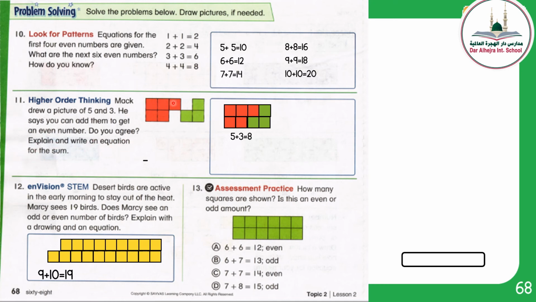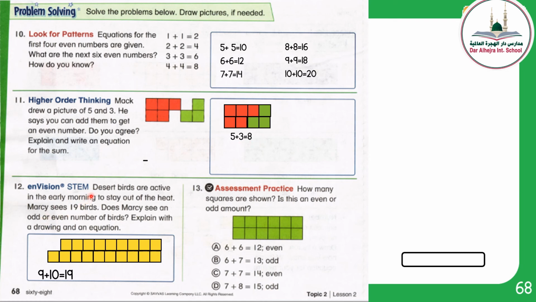Now what we can do is just check. We have drawn 5 blocks here and 3 blocks here, and just join them together, and we can see by the structure that surely it's an even number. We can even show it with the help of an equation. 5 plus 3 equals 8, and we know that 8 is an even number.